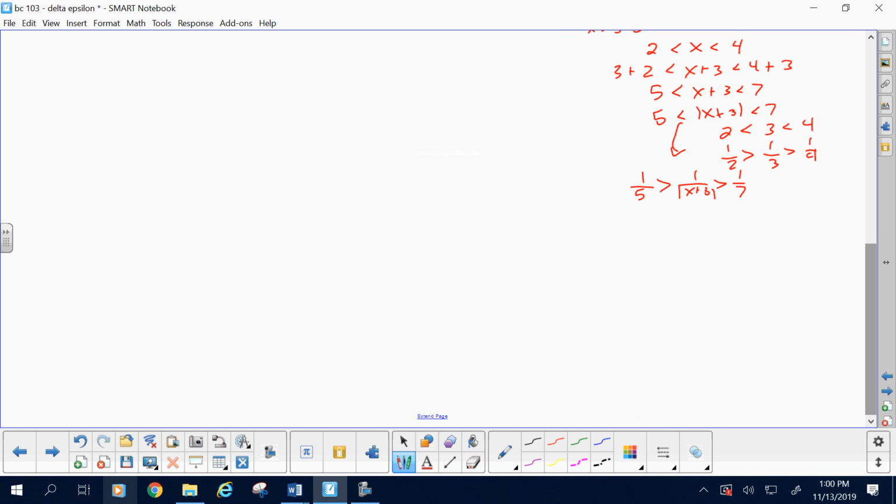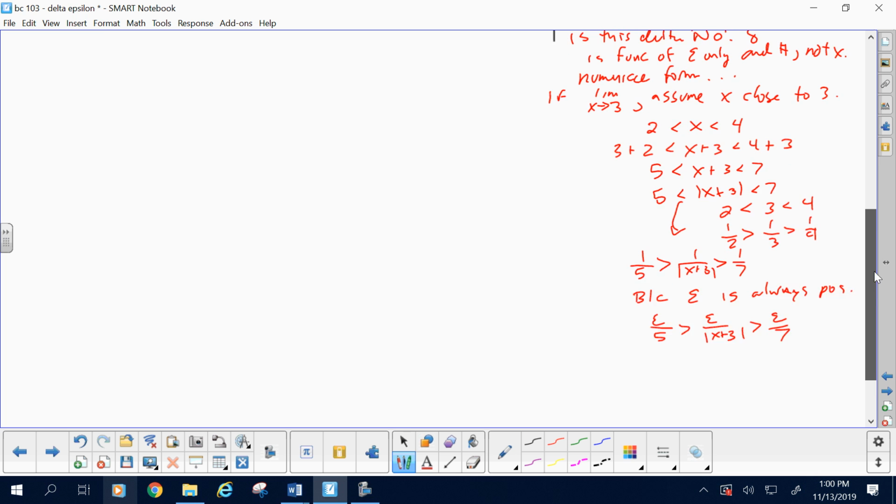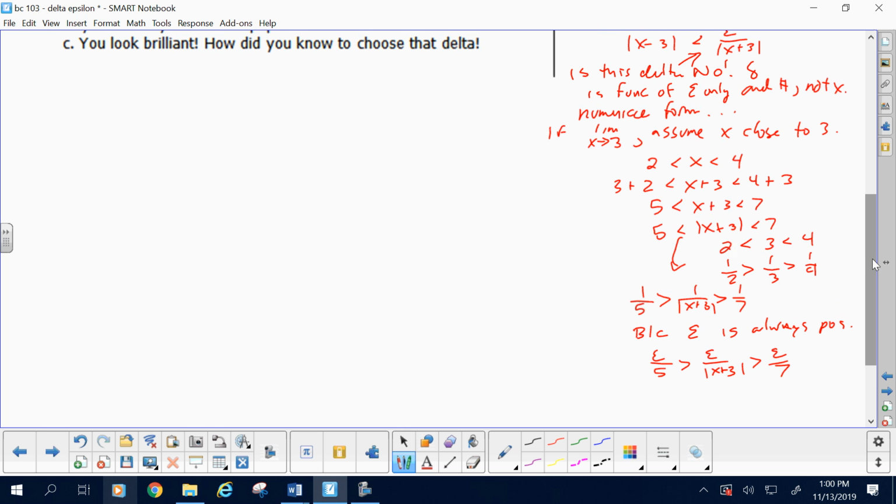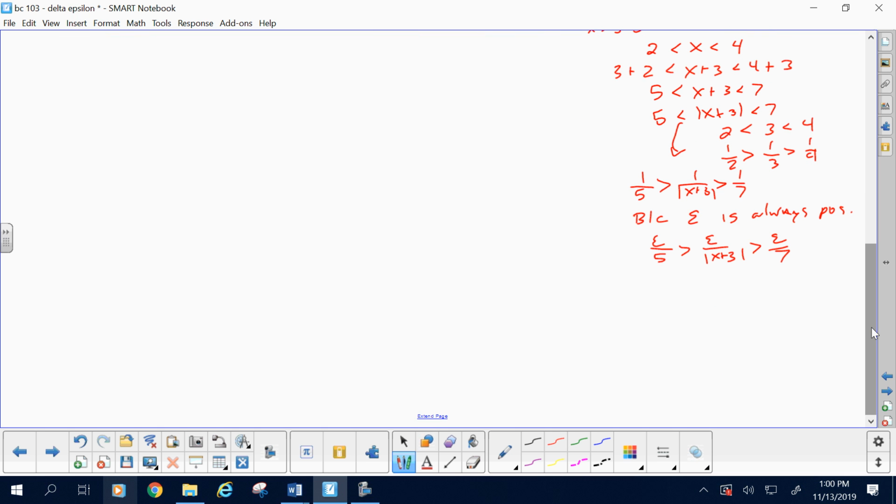And because epsilon is always positive, when I say, hey, show me the limit within a tenth, you don't care about positive or negative. You assume epsilon is always positive. That means that I can multiply through by epsilon. All right. Now, if I look back at what I wanted to fence in, remember way back here, I wanted to talk about what epsilon over x plus 3 is, but in a numerical kind of fashion. You follow me? This will tell me what to choose for your delta.